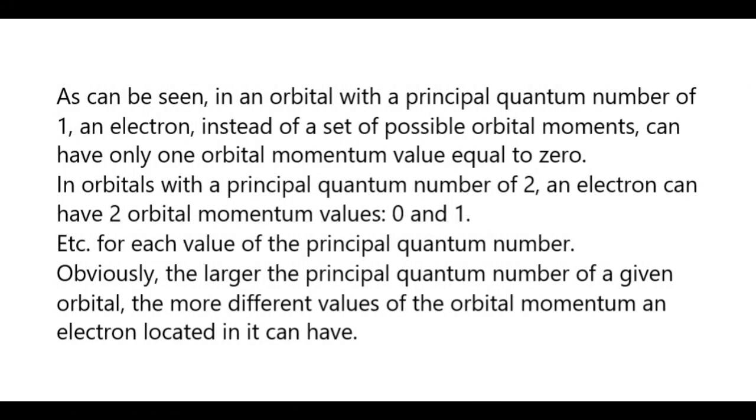As can be seen, in an orbital with a principal quantum number of 1, an electron, instead of a set of possible orbital moments, can have only one orbital momentum value equal to 0. In orbitals with a principal quantum number of 2, an electron can have two orbital momentum values, 0 and 1, etc., for each value of the principal quantum number. Obviously, the larger the principal quantum number of a given orbital, the more different values of the orbital momentum an electron located in it can have.